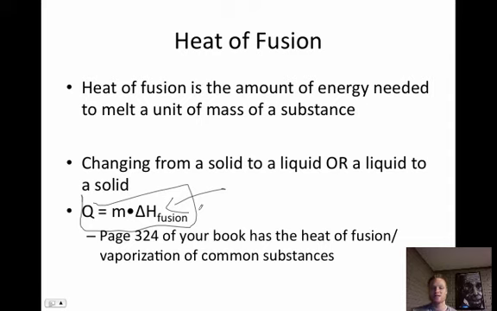And on page 324 of your book, it has the heat of fusion, and the next thing we're talking about is heat of vaporization of common substances. So again, it's not something you need to memorize. It's a number that would be given to you.